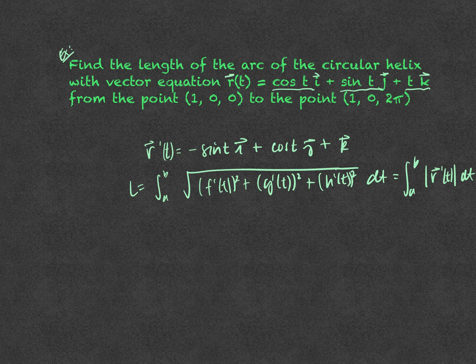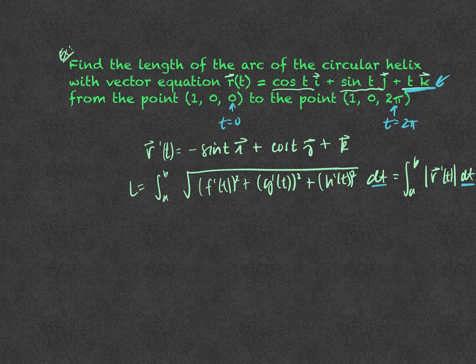So let's go back up here and notice that if we go back up here, t is actually the k component, and we're integrating with respect to t, so our bounds need to be in terms of t. So that means right here, this tells me that t equals 0, and right here, t equals 2 pi.